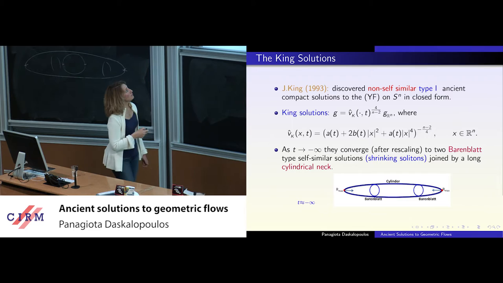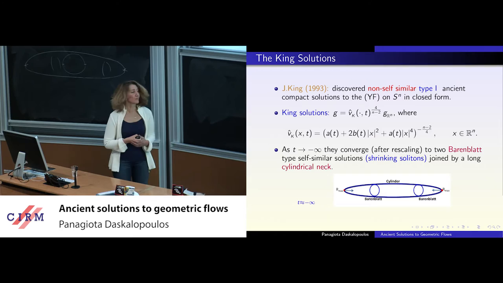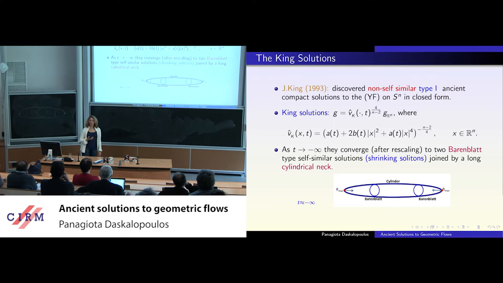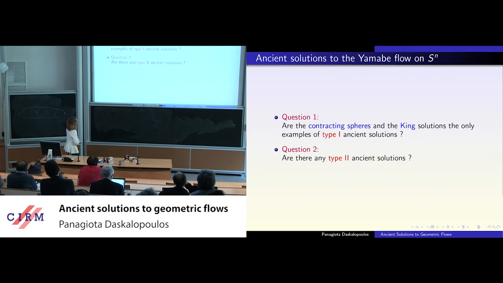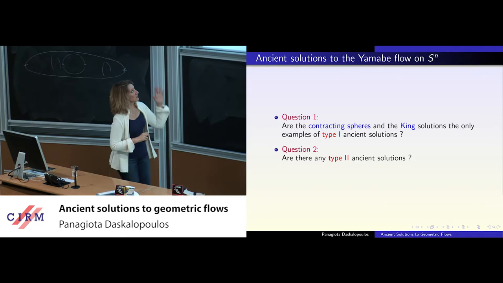If a equals b, then you can pull this out and you end up with the spheres. Otherwise, you have these other solutions. And this is very similar to the King-Rosenau solution that you have for the Ricci flow. I haven't told you how you write it on Rn, but it's very similar. Both solutions are type 1. In the Ricci flow, the second solution was type 2. In the Yamabe flow, it's type 1.